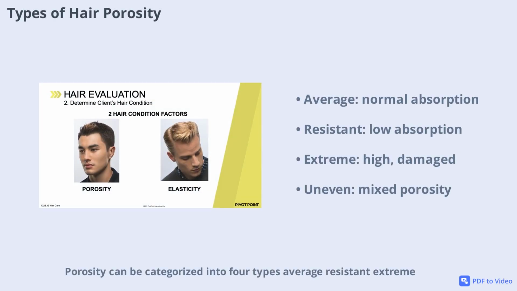Porosity can be categorized into four types: average, resistant, extreme, and uneven. Average porosity means the cuticle is slightly raised and absorbs moisture well. Resistant hair has a flat cuticle and absorbs the least moisture, often called poor porosity. Extreme porosity indicates the cuticle is raised, making hair very porous and often damaged by chemicals. Uneven porosity means there's a mix of types along the hair strand. Identifying porosity helps you plan treatments effectively.